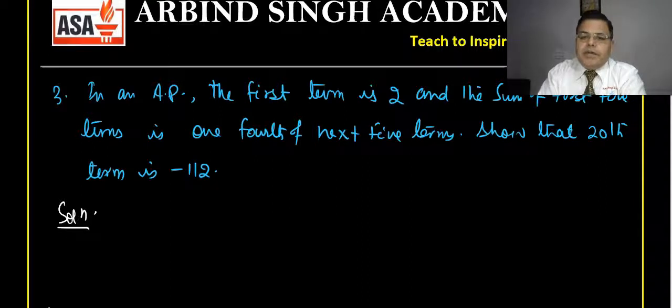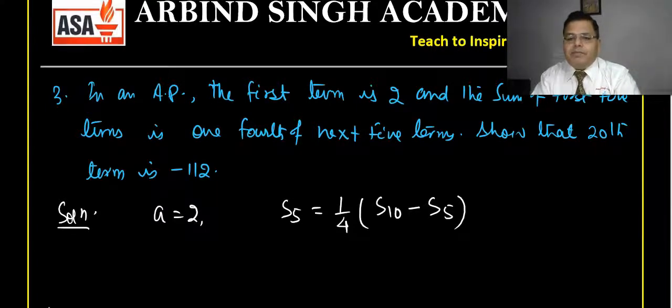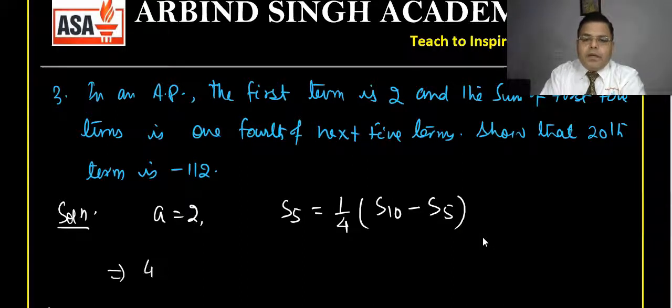The solution is: the first term is given, a is 2. The sum of the first 5 terms is equal to 1/4 of the sum of the next 5 terms. The next 5 terms are the 6th, 7th, 8th, 9th, 10th. So if you calculate the sum of the first 10 terms and subtract the sum of the first 5 terms, you will get the sum of the next 5 terms. So as per this, 4 S5 is equal to S10 minus S5, isn't it? Therefore, what will happen? That is S10, and this S5 will come to this side.